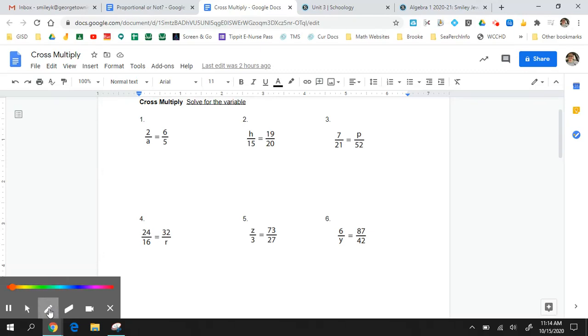Hi everyone, today we are going to be looking at cross multiplication and then we're going to look at some different things if they're proportional or not, and that's the second part of this. So to cross multiply, you've done it in 6th grade, you did it in 7th grade. We're going to just retouch and do it again today.